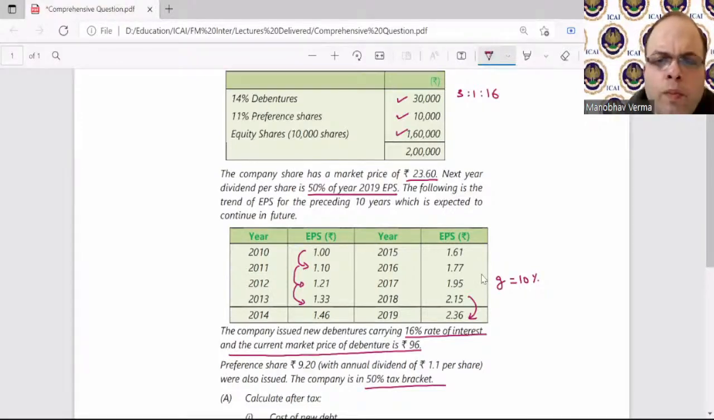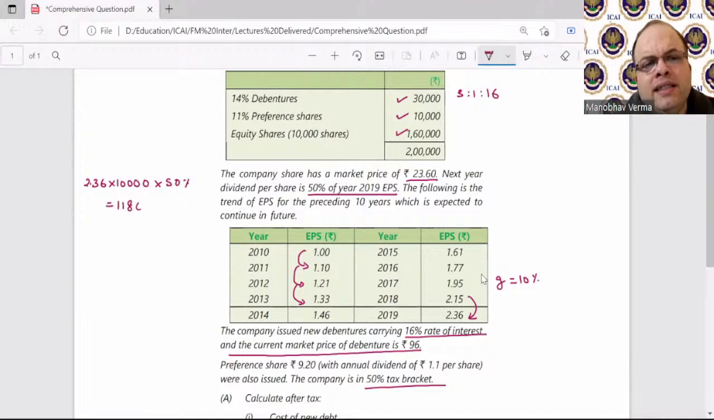So we are given 2.36, multiplied by how many number of shares do we have? 10,000 multiplied by 50%. So we have 11,800, I guess. So we're talking about 11,800. Great. I can see responses coming in from Rohan, Saurabh, Jay, Pooja. Everyone is absolutely rock solid.